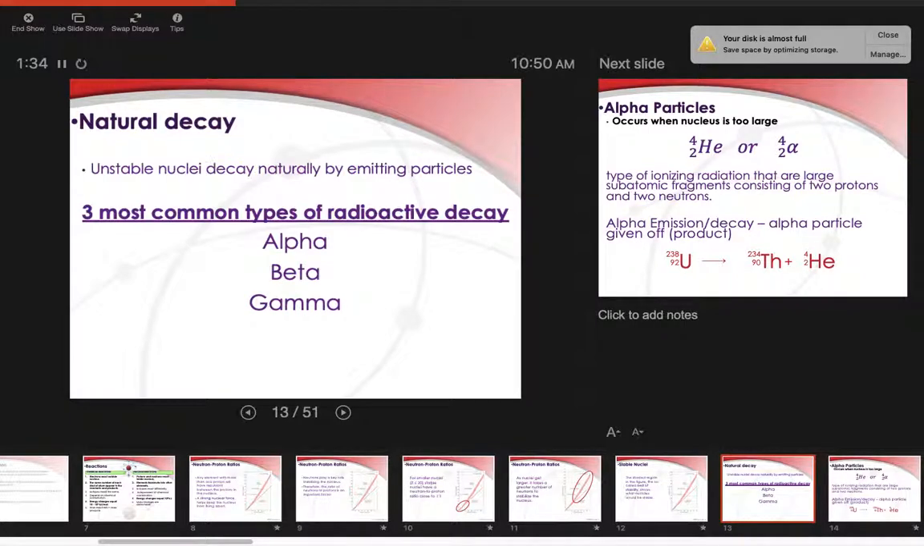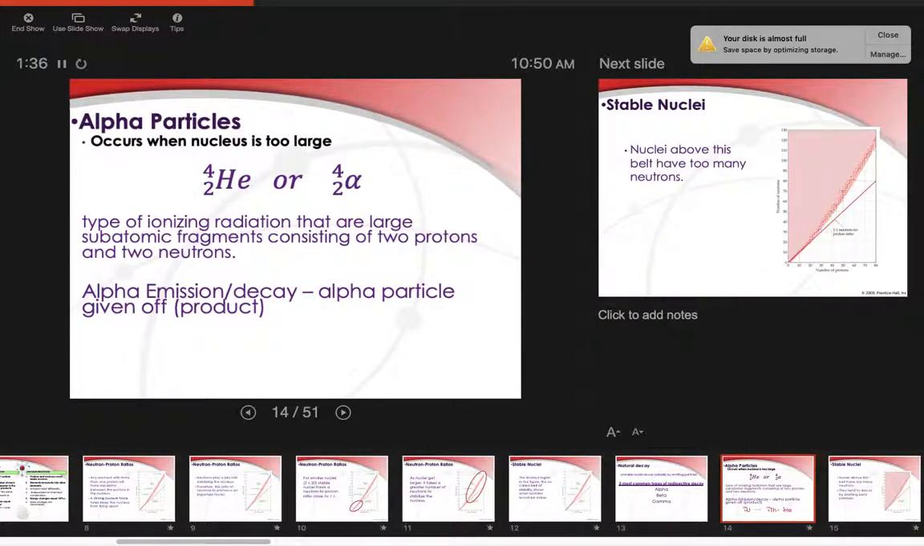All right, so alpha particles are basically helium atoms is really what they are with no electrons. So a helium atom, 4/2 He, that's an alpha particle.